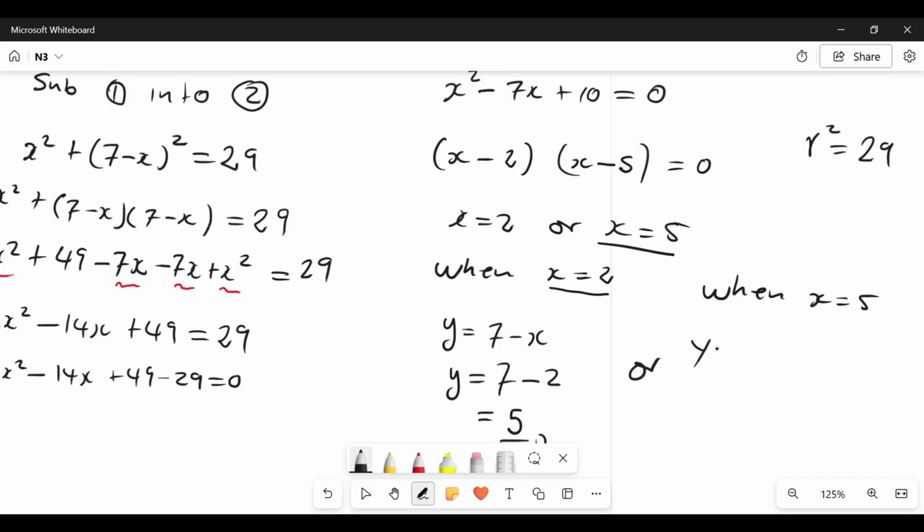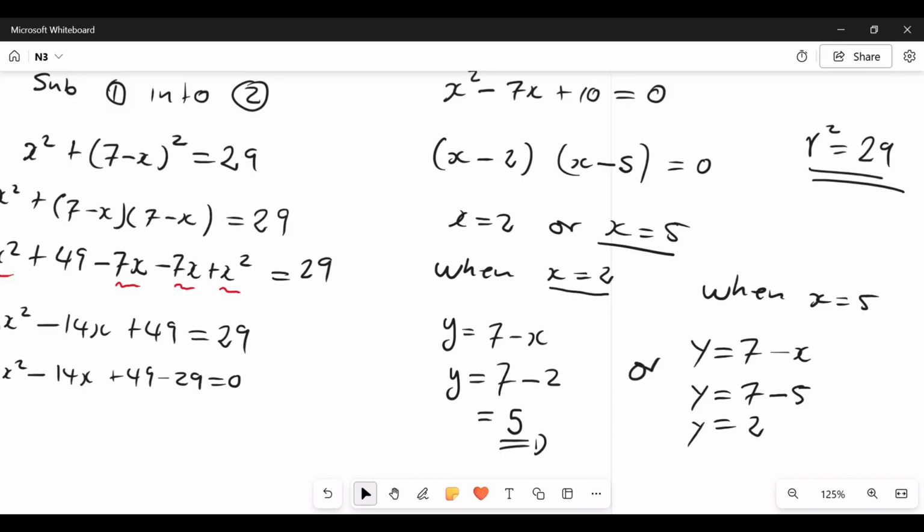Again, we're going to use the same formula that we used before, which is equation 1. y is equal to 7 minus x. So when you continue here, we're going to substitute with 5. So 7 minus 5 is going to give us 2. In this case, y is equal to 2. Again, if you use Pythagoras theorem to check, still it's going to give us this. Remember, r squared is supposed to be 29.